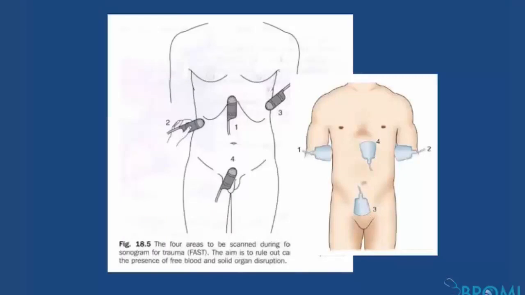Similarly, from the left-hand side, we can see the spleen, and we can see the left kidney, and we can see if there's anything between those. And we can also see the left dome of the diaphragm, and above that and behind that, any fluid in the pleural cavity.